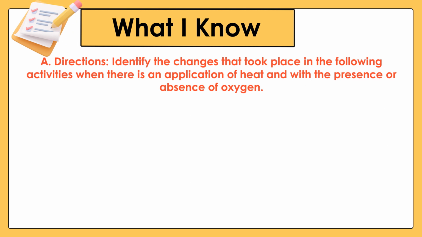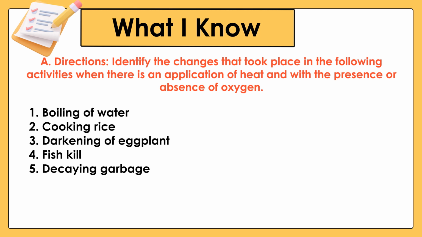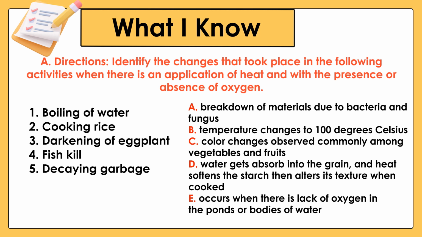So let's have an activity. Directions: identify the changes that took place in the following activities when there is an application of heat and with the presence or absence of oxygen. Number 1. Boiling water. The answer is letter B. Temperature changes to 100 degrees Celsius.